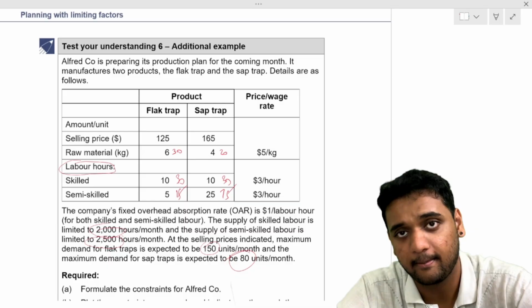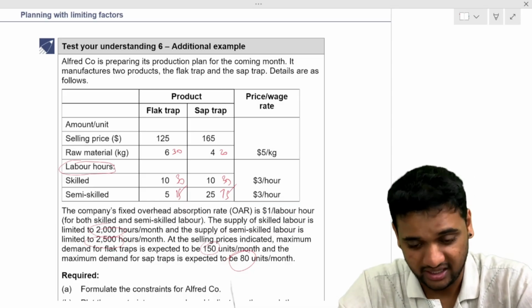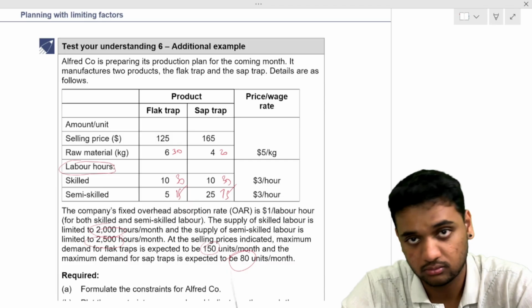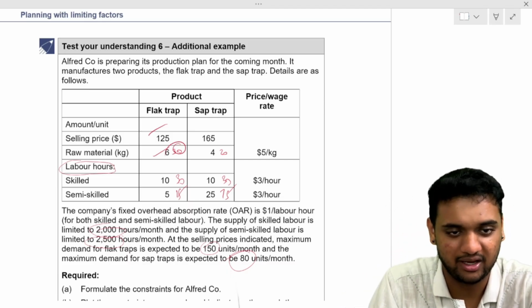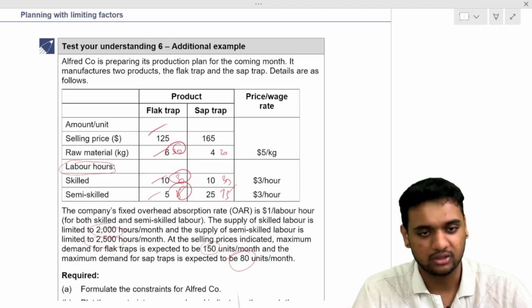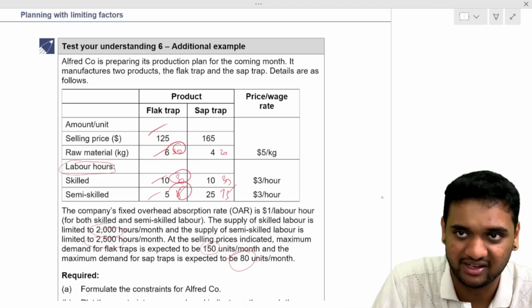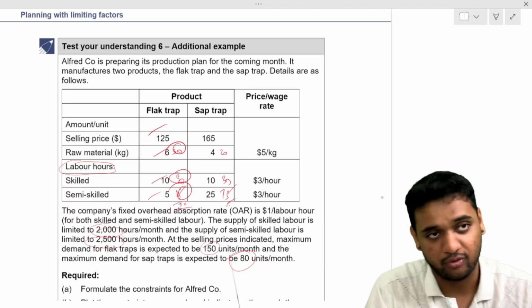All of you got that? Yes or no? Who is stuck anywhere? Selling price minus raw material cost minus skilled labor cost minus semi-skilled labor cost, both direct labor, you will get 50 and 40. Understood, all of you?